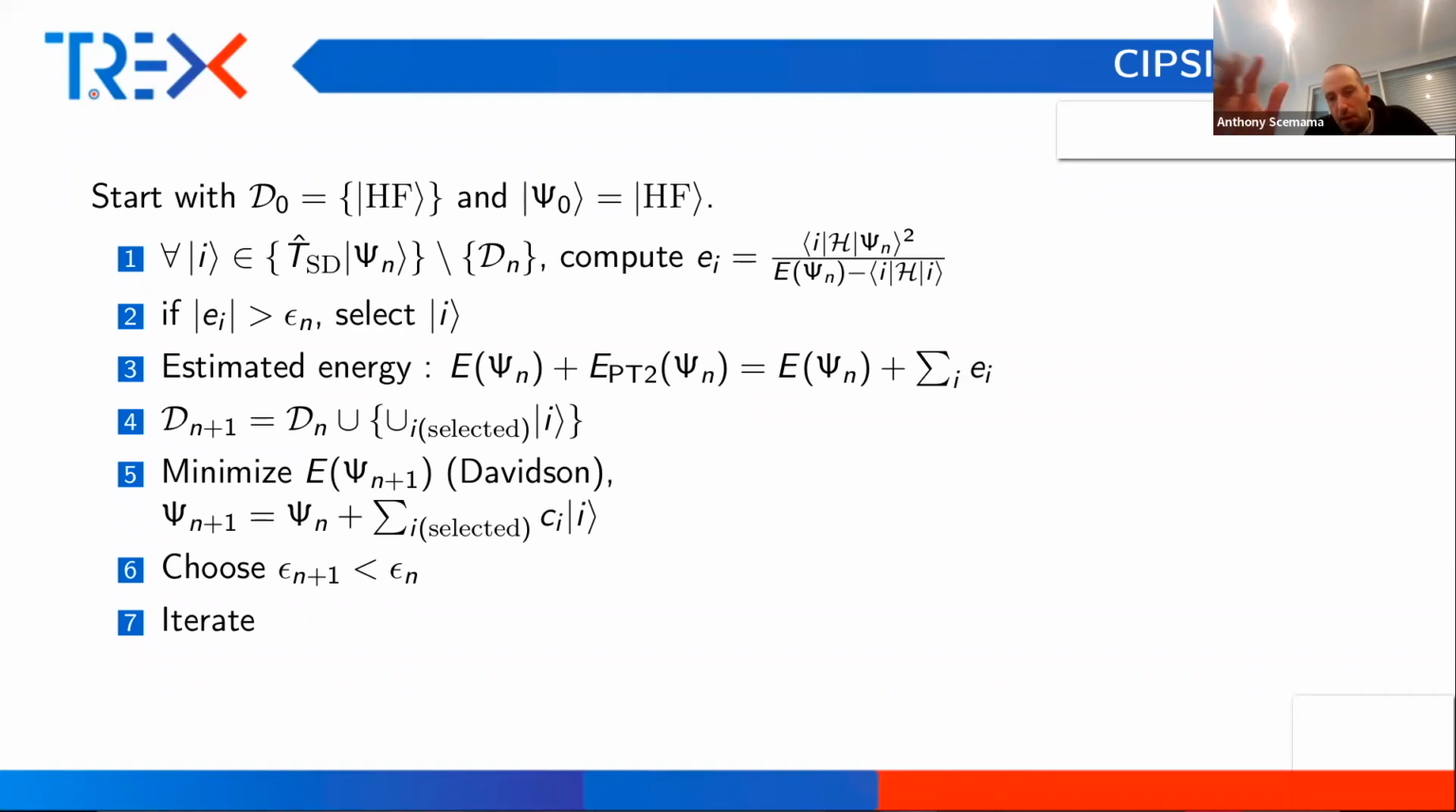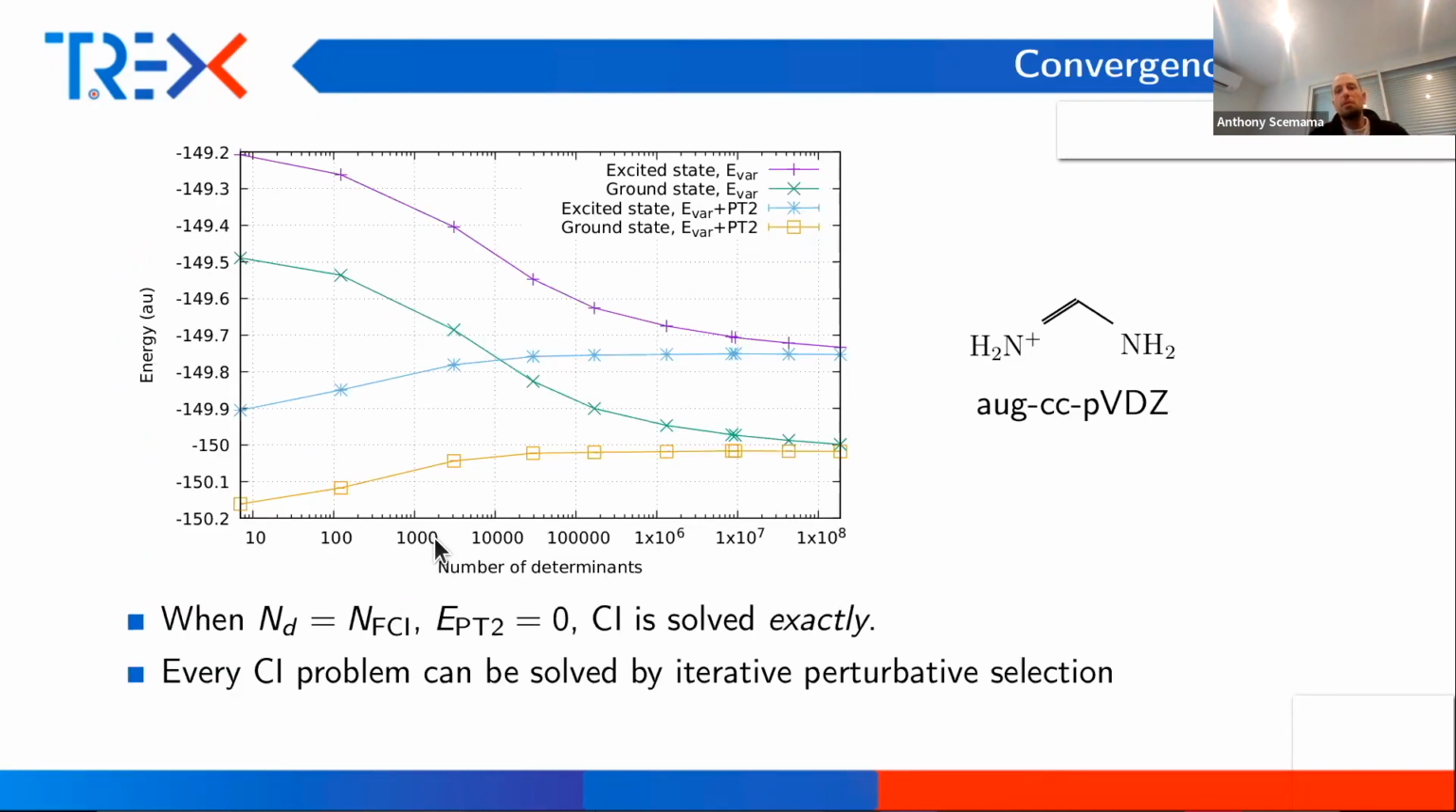And if I let the calculation run without ever stopping, I will reach a point where all the external determinants have been selected. So there is nothing in the external space. The PT2 here will be a sum of nothing, so it will be 0. And all the determinants will be included in the space. I will diagonalize, and I will then obtain the full CI energy. So this is what you can see on this graph.